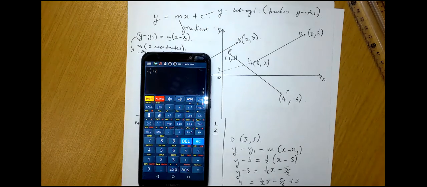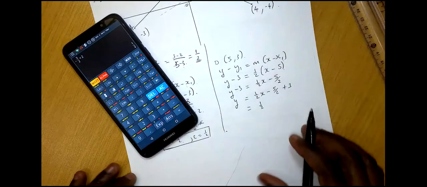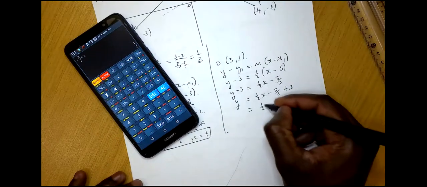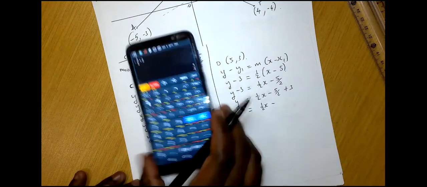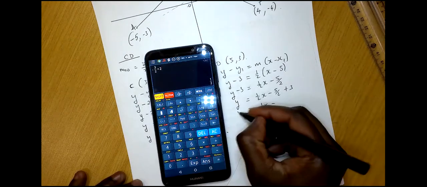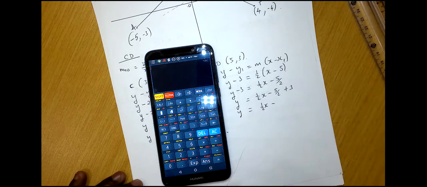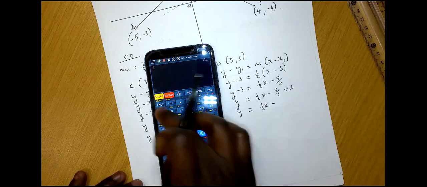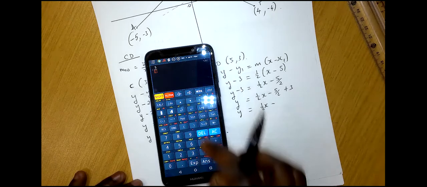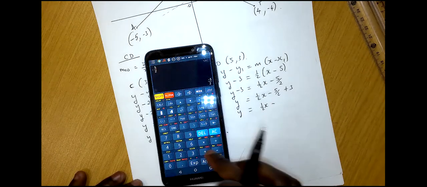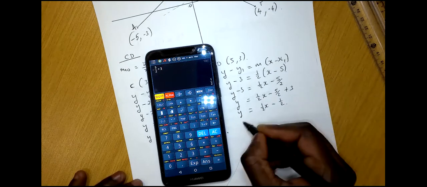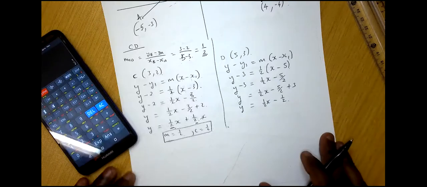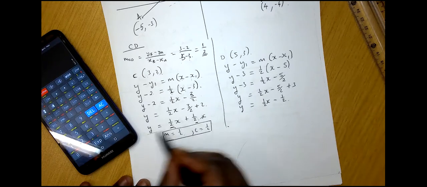What do we get? Half, sorry. What do we get here? Half x minus, we don't know the sign here, let's just try to check here. So we're going to say minus 5 over 2 plus 3. What do we get? We get half. Okay, so this is what you have here. You can see that you can compare your answers here. This is the same answer that you are getting there.